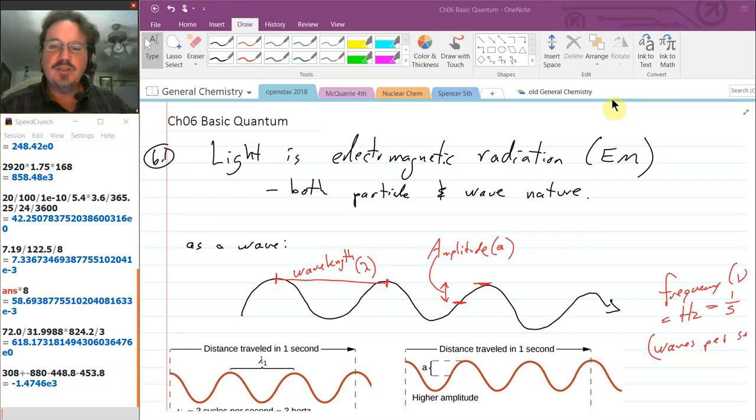Light is electromagnetic radiation, or EM radiation. Lots of different types of this type of energy. Light is one of them. Of course, X-rays, gamma rays, ultraviolet, infrared, microwave. Those are all types of electromagnetic radiation. And there's this electronic component and a magnetic component, therefore the name.